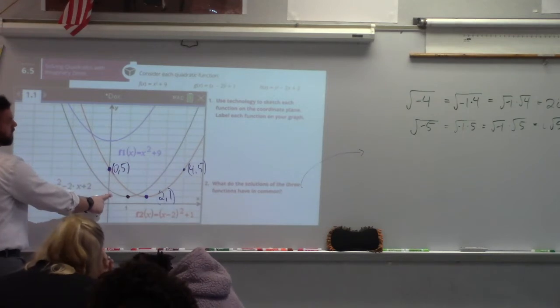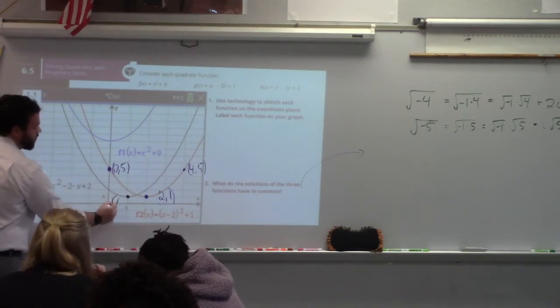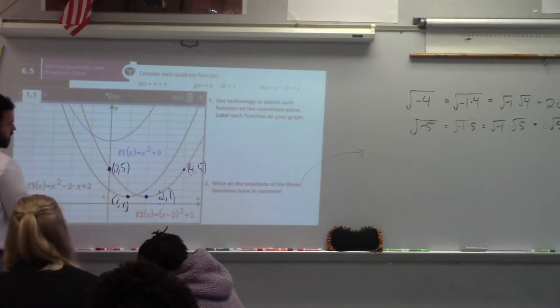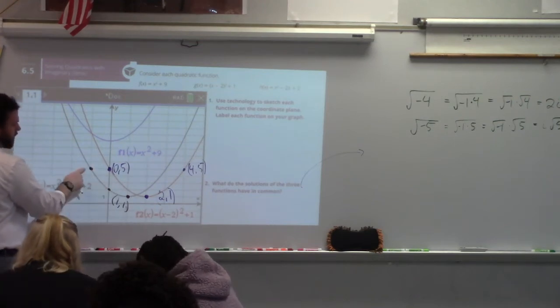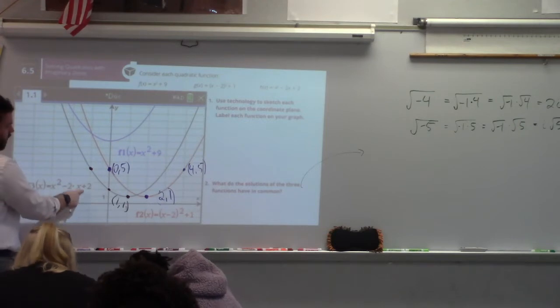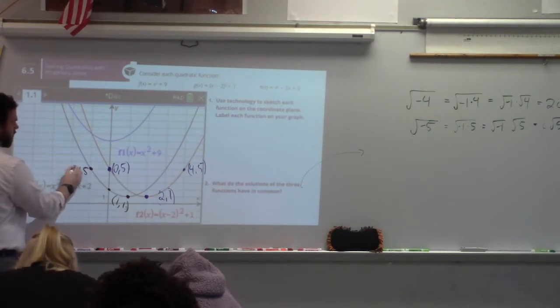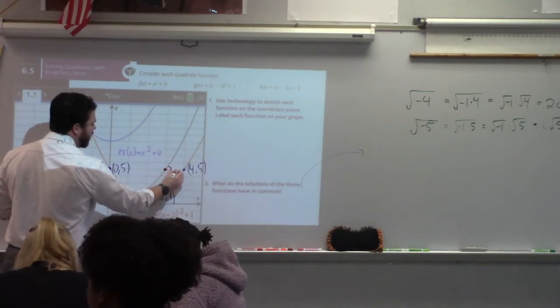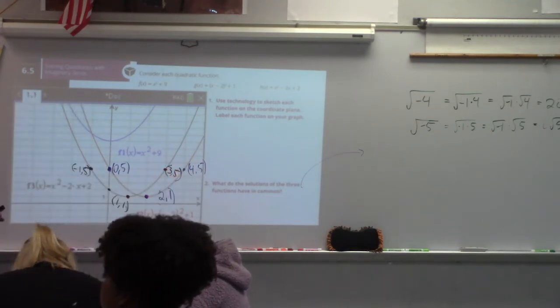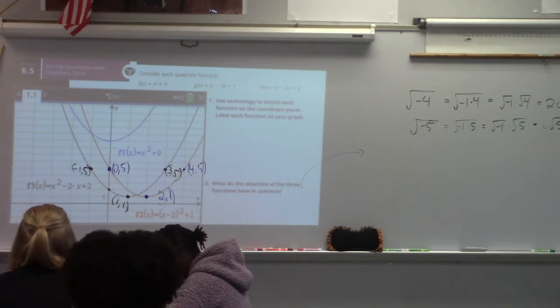For this black one, which is h of x, that is 1, 1. And I might do this point. You can do a couple of them, but I'd probably do this one over here: -1, 5. And 3, 5. And then I would sketch that. With 3 points like that, you can get a decent sketch going.